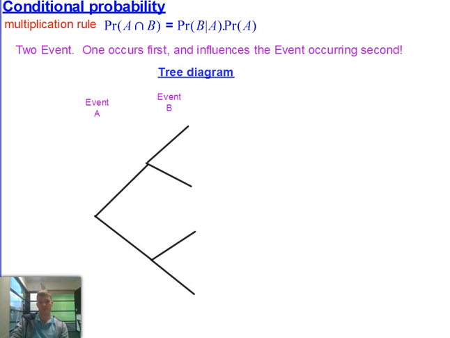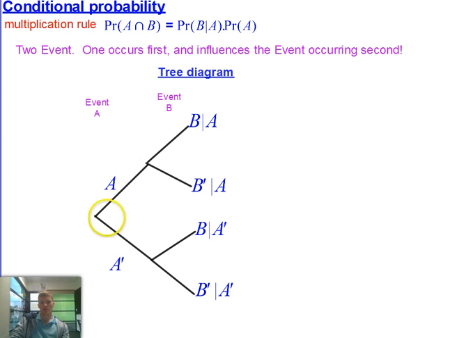Very good. Let's consider solving a problem involving conditional probabilities using a tree diagram. A tree diagram is a very important diagram that is most useful for conditional probability type problems. It is important for situations where you've got two events, where one event might occur first and have an influence on the second event occurring. So you've got event A and event B.